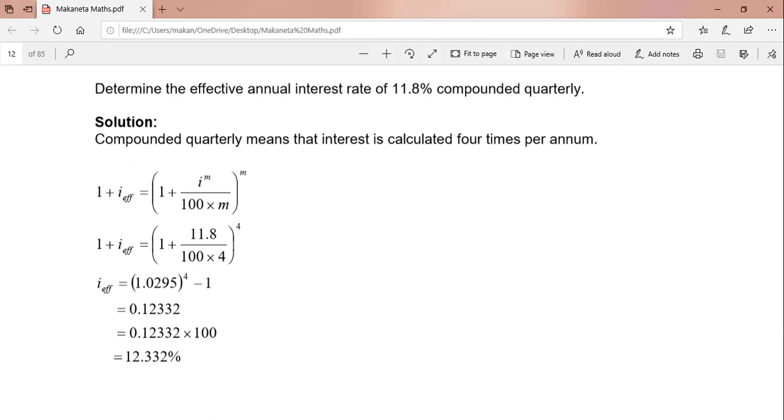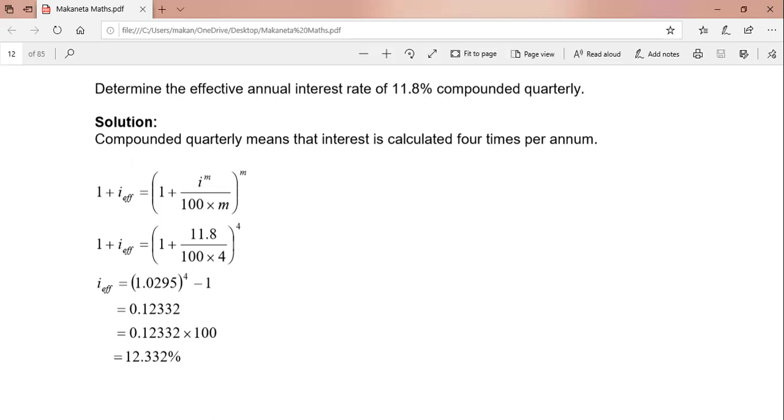And in this case, of course, the effective interest rate will be 0.12332. At this point, you can multiply by 100 to turn it into a percentage, which will be 12.332%. And you can see that it is bigger than the nominal interest rate. It will always be bigger because you are moving from a principal amount to an accrued amount.